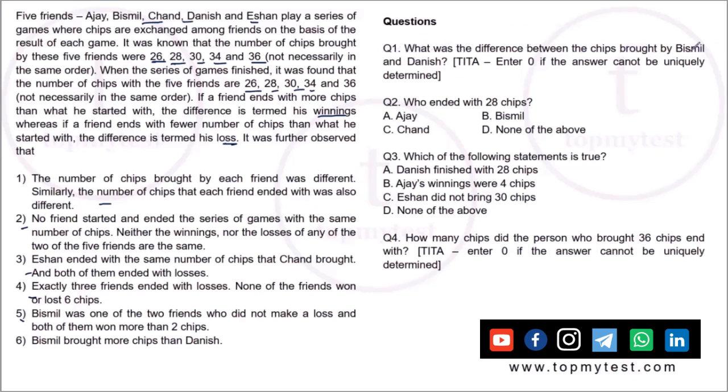The questions are: what is the difference between the chips brought by Bismil and Danish, who ended with 28 chips? And if the following is true, how many chips did the person who brought 36 chips end with? Basically you have a set of what you bring and a set of what you end with, and you have to match these two. So it's almost like a matrix sort of arrangement, and you have these conditions to fill up the matrix.